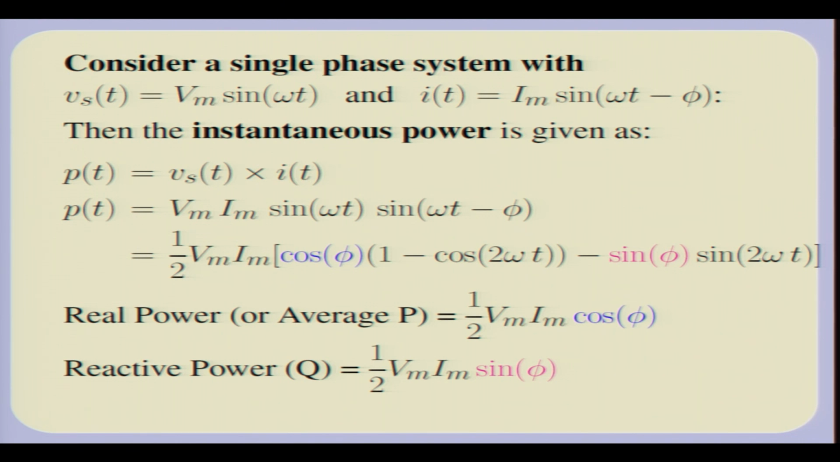Since the power is varying, it is important to have a notion of average power. If you have a single phase circuit and you want to find the average power, because p of t is not constant, it is varying at twice the frequency, you have to integrate this expression over a cycle. When I say cycle, I mean the period, which is 2 pi by omega.